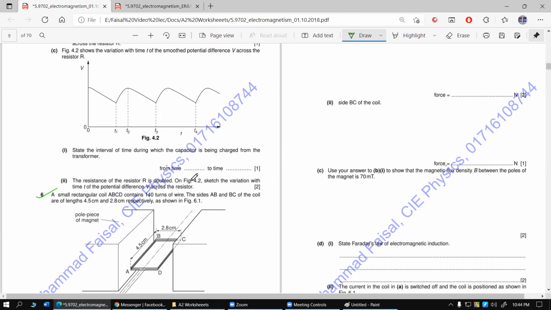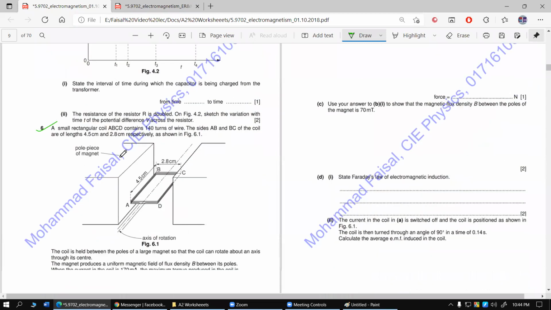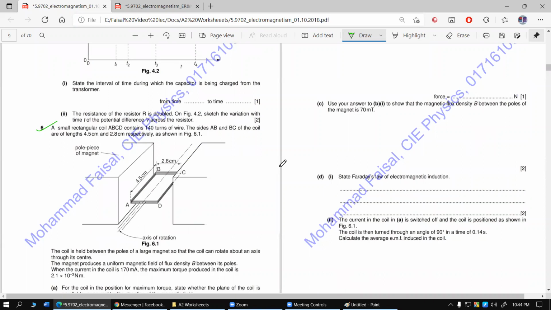Question number 6 says: a small rectangular coil ABCD contains 140 turns of wire. The sides AB and BC of the coil are lengths of 4.5 cm and 2.8 cm respectively, as shown in figure 6.1. The coil is held between the poles of a large magnet so that the coil can rotate about an axis through its center. Basic motor structure. Okay. And whether it will be a motor or a generator, we don't know.